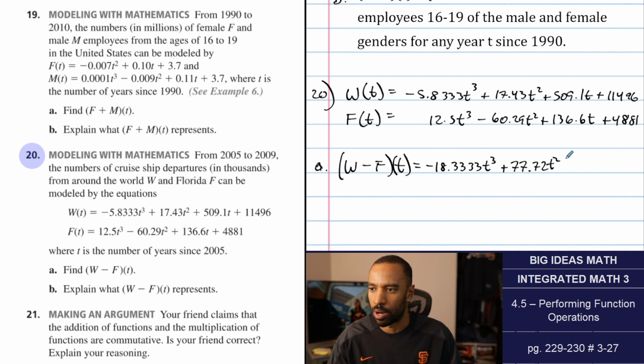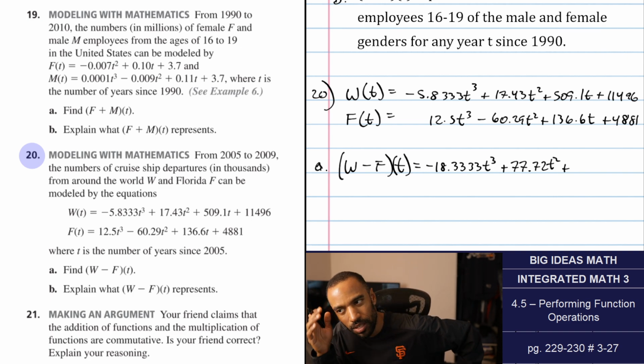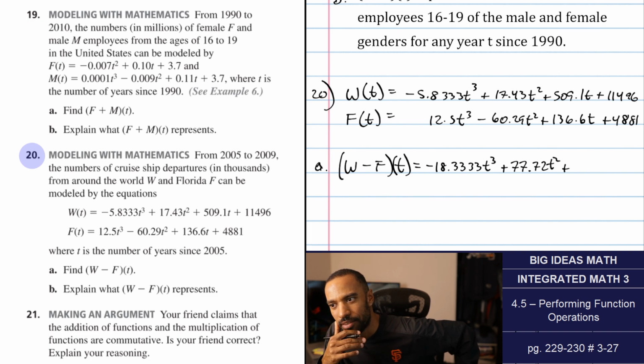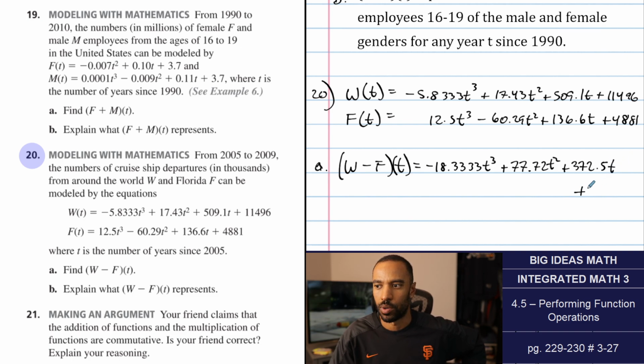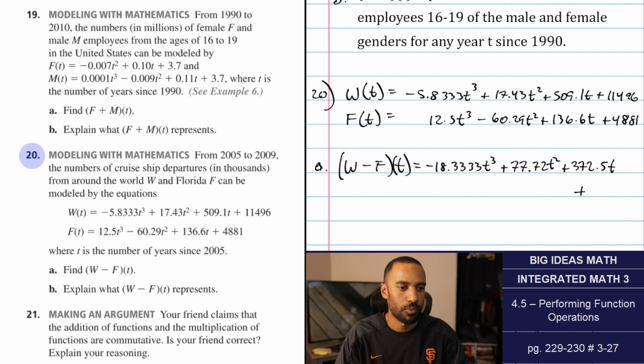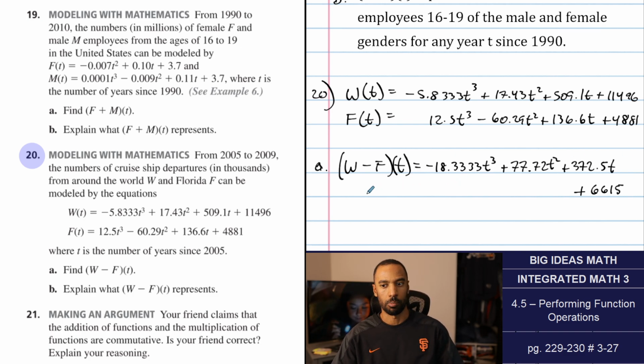Just make sure you know what I'm doing on these ones here. Plus this minus that. I think that's one I should try in my head. 372.5. Now, I've made mistakes before. This could be, no, yeah, 372.5. And I actually ran out of room on this one. This one I'll just let the calculator do it. 11496 minus 4881. All right, 6,615. 0.6615. Remember, that's in thousands as a whole, but that's part A.